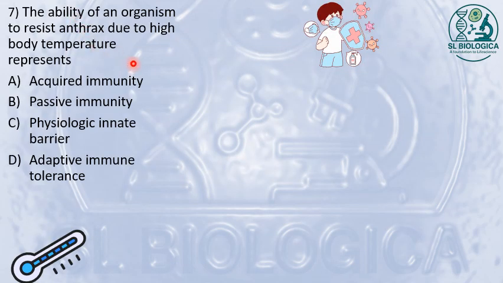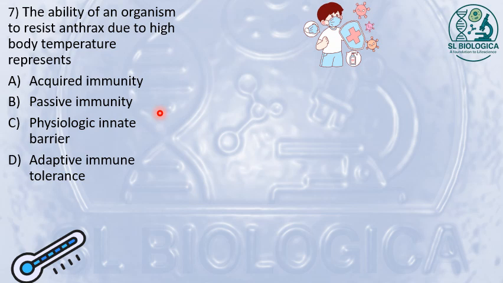Seventh question is, the ability of an organism to resist anthrax due to high body temperature represents what? First one, acquired immunity. Second choice is passive immunity. And third choice is physiologic innate barrier. And the fourth choice is adaptive immune tolerance. So, which is the correct answer?